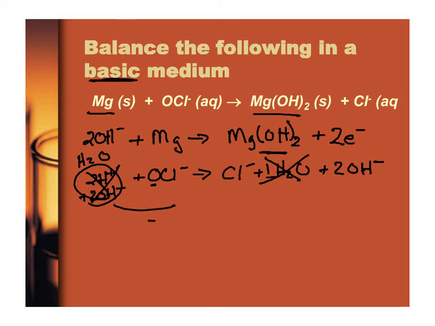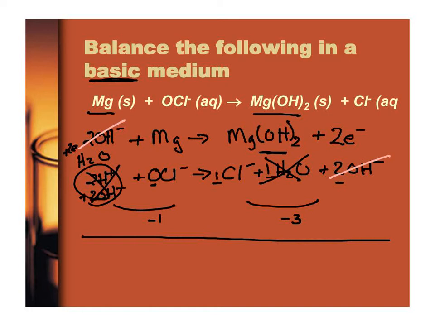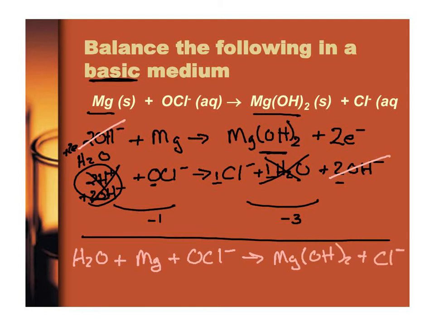Now let's play the electron game. The charge on this side is -1. The charge on this side is -3, 2 here and 1 here. So I'm going to need 2 electrons on this side. Now, that's a cool one because the electrons already cancel, so we can simply add them up. When we add them up, one thing good to note is the hydroxides cancel. And that's it. So I'm going to get water plus magnesium plus OCl minus makes Mg(OH)2 plus chloride. And that's the answer.